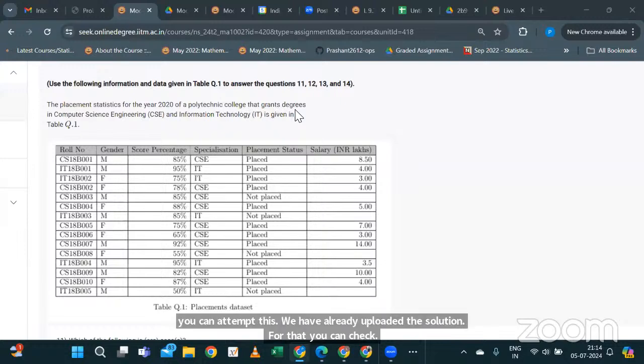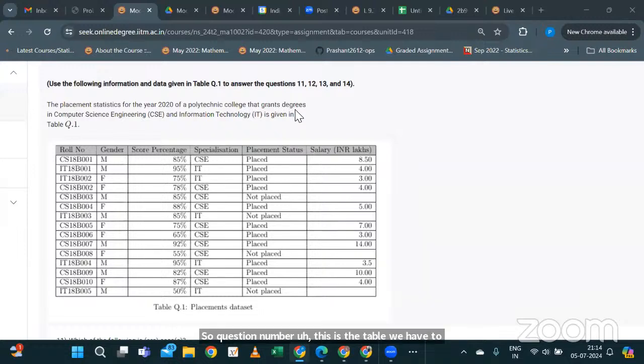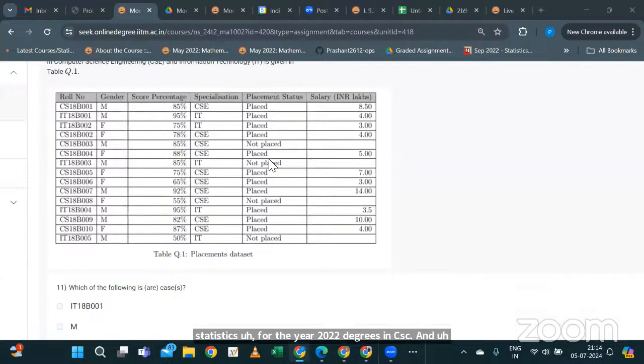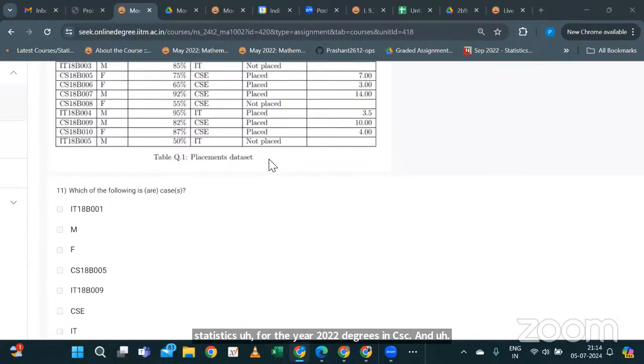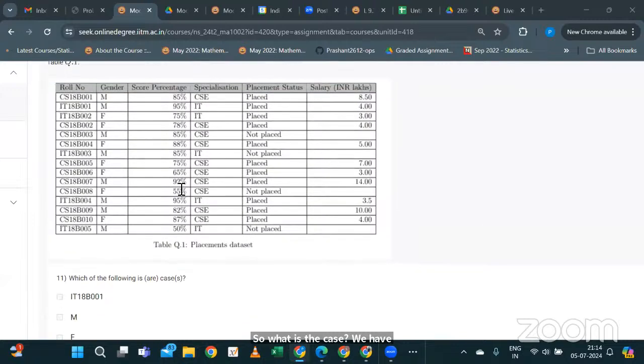So, this is the table. We have to attempt and solve the remaining questions based on this table, question numbers 11, 12, 13, and 14. So what is the table? It's talking about placement statistics for the year 2022 of a polytechnic college that grants degrees in CSE and IT. So what is the case? We have to find which of the following is our case, right? So you know what cases are? So what will the cases be?